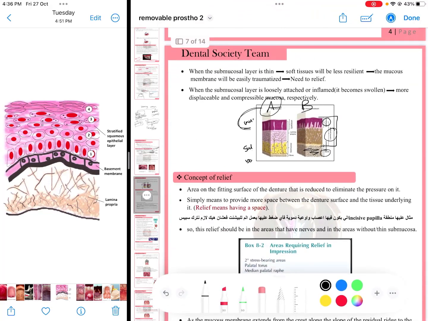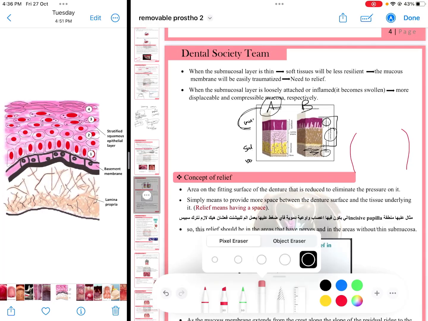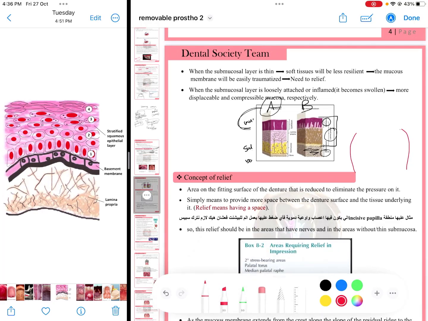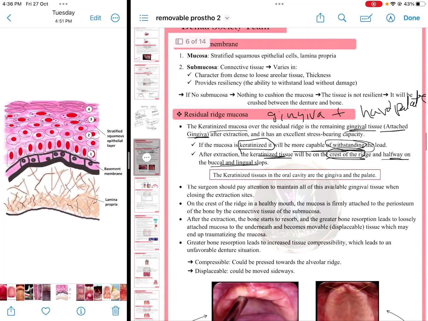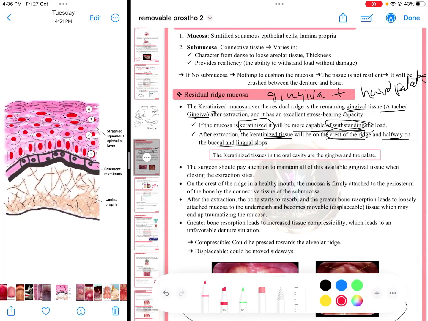Imagine I have a tooth here, and here we have the gingiva. Now if I extract this tooth, then the gingiva will close, right? So if the gingiva closes like this, I will have keratinized tissue here and on the slopes, but not all the way, only halfway into the slopes, buccal and lingual. The keratinized tissue will be on the crest of the ridge and halfway buccal and lingual. And we said keratinized tissue is in the oral cavity only in the gingiva and the palate.